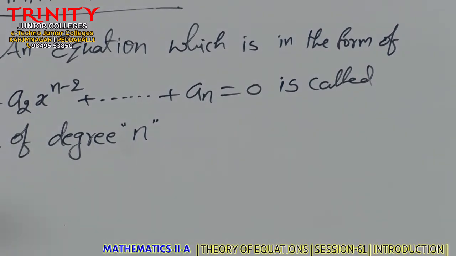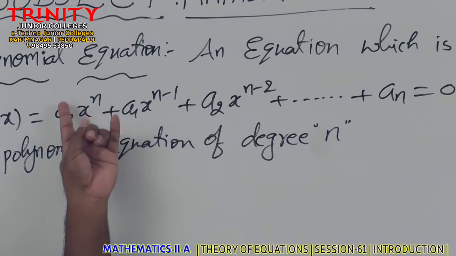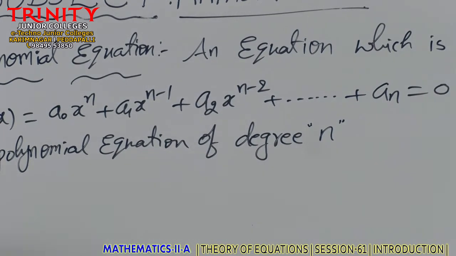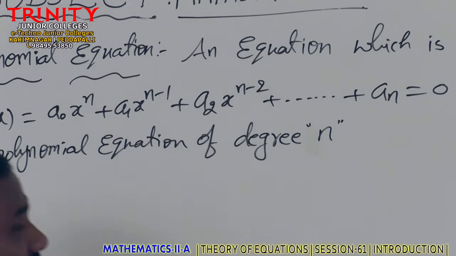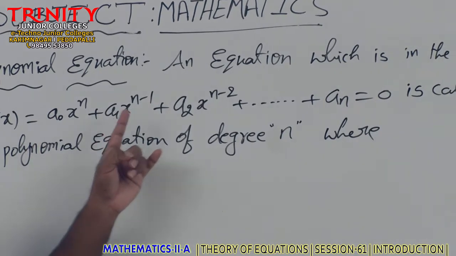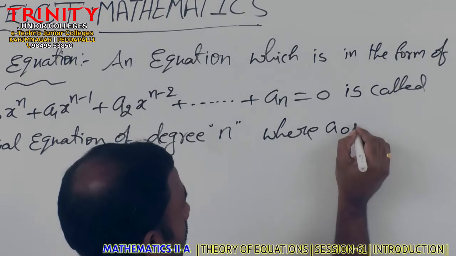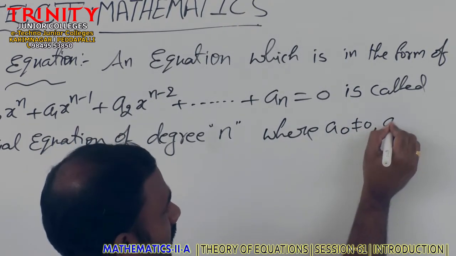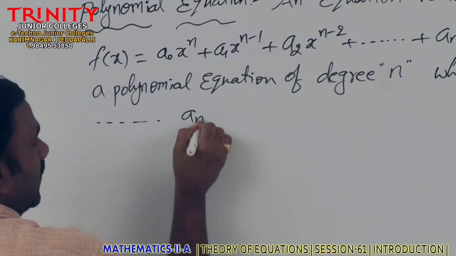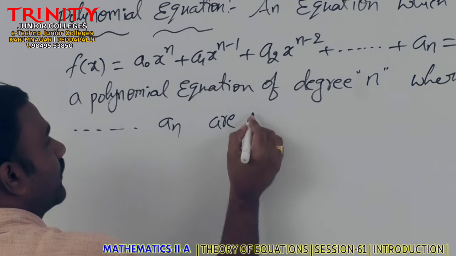Why are we calling the degree n? Because the highest power of x is n. This is called the highest power of x. That's why it is called the degree of the polynomial. Therefore it is a polynomial of degree n, where a naught is not equal to 0, and a1, a2, so on, an are either real numbers or complex numbers.